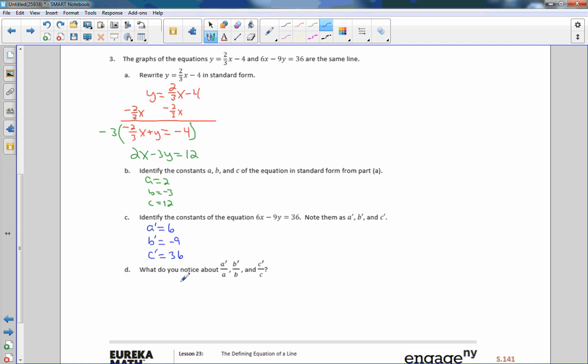So then it says to put a prime over a, which is 6 over 2. B prime, negative 9, over b, negative 3. And c prime, 36, right here, over c, which is 12. 6 divided by 2 is 3. Negative divided by negative is positive. 9 divided by 3 is 3. 36 divided by 12 is 3. So what do we notice about those two? The second one is a multiple of 3 of the same equation.